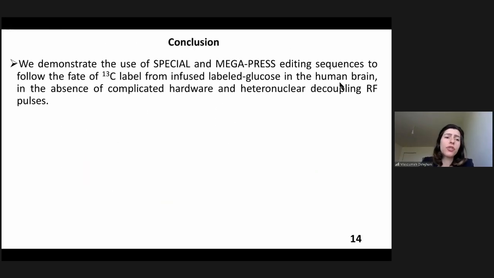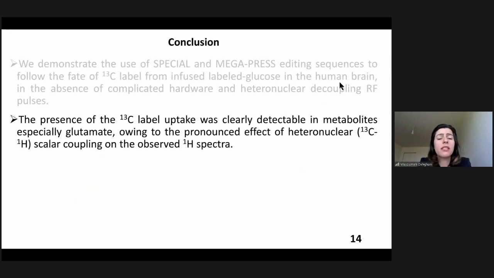As a conclusion, in this study we demonstrate the use of both sequences, SPECIAL and MEGA-PRESS editing sequences, to follow the fate of C13 label from infused labeled glucose in the human brain in the absence of complicated hardware and heteronuclear decoupling RF pulses. The C13 label uptake was clearly detectable in metabolites, especially glutamate, and this owes to the pronounced effect of carbon-proton coupling on the observed proton spectra.